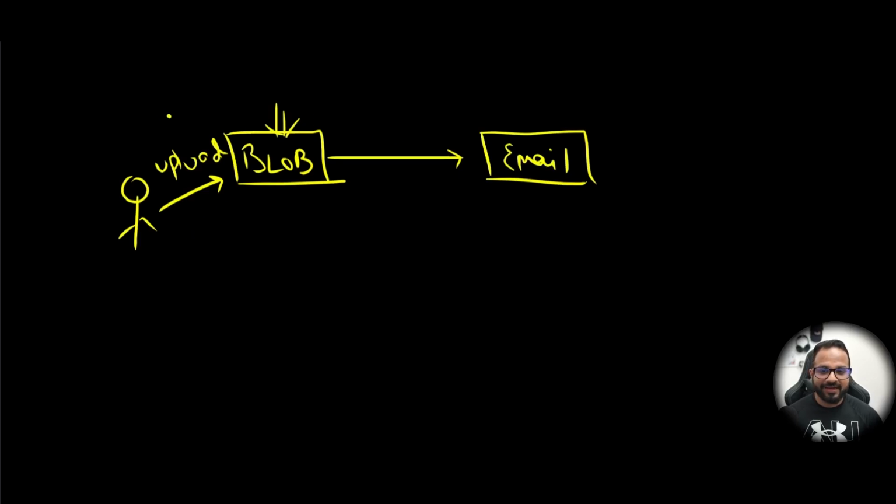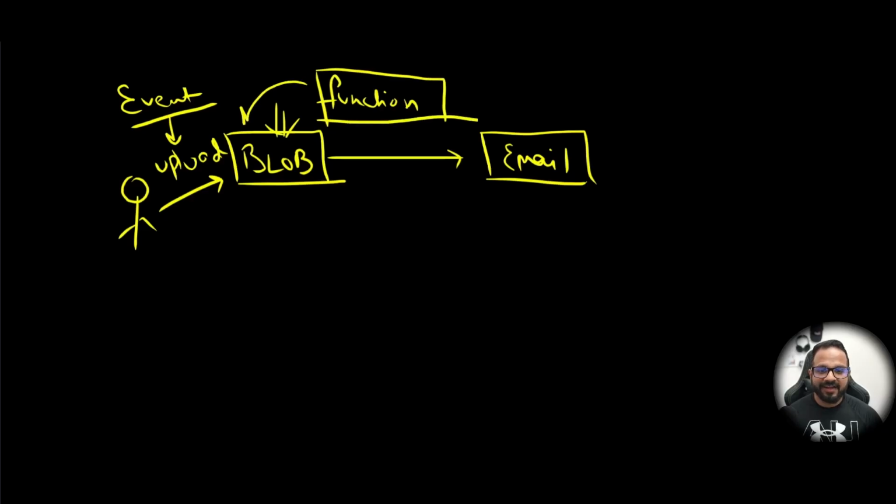So this file upload is an event. As we have seen that Azure Function is event driven, so this is kind of a trigger to this Azure Function, and Azure Function will be watching this Azure Blob all the time, right? And as soon as it finds that event, as soon as it finds that trigger, it executes that Azure Function and triggers the email. So that is how Azure Function works.